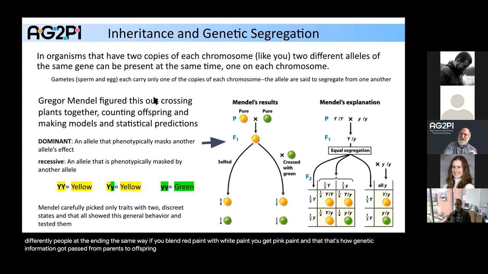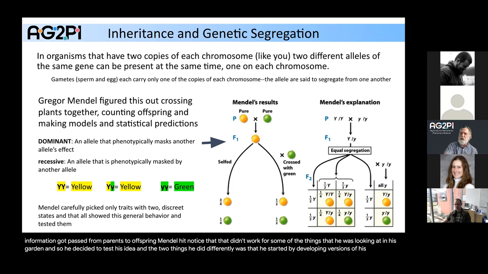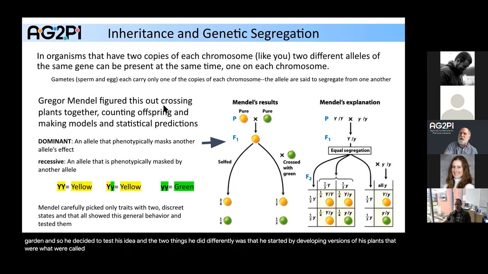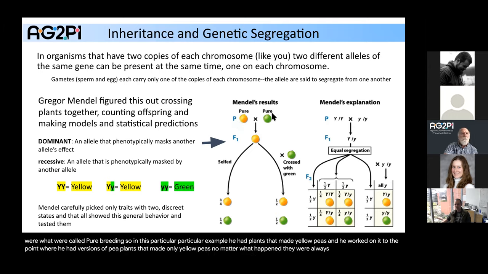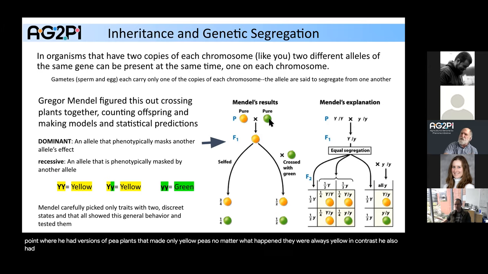Mendel had noticed that that didn't work for some of the things that he was looking at in his garden. And so he decided to test his idea. And the first thing he did differently was that he started by developing versions of his plants that were called pure breeding. In this particular example, he had plants that made yellow peas. And he worked on it to the point where he had versions of pea plants that made only yellow peas. No matter what happened, they were always yellow. In contrast, he also had some that made only green peas, and he worked on them until he made sure that they only made green peas.